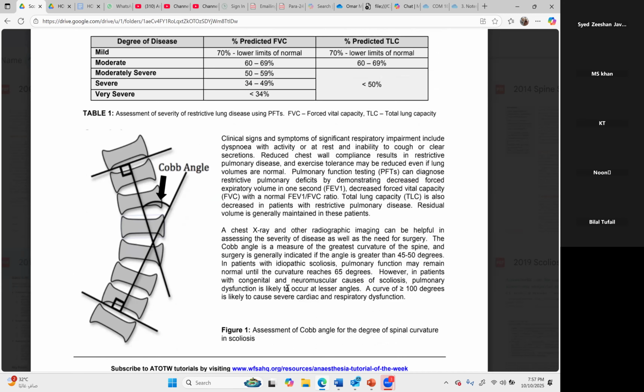So this is the upper curvature, and this is the lower.